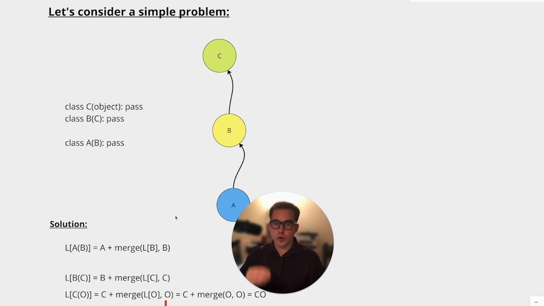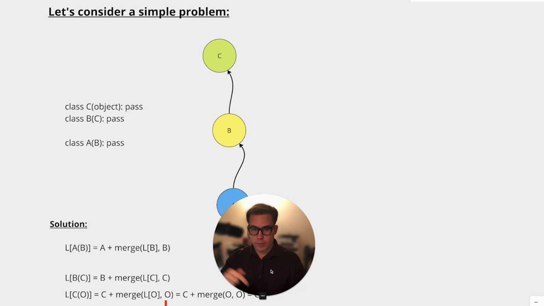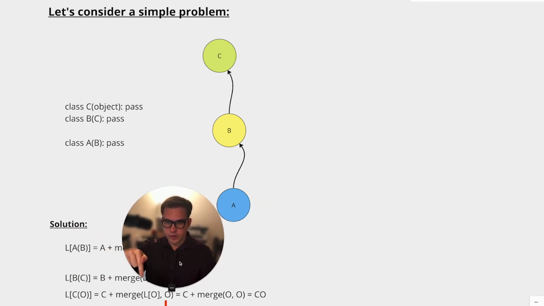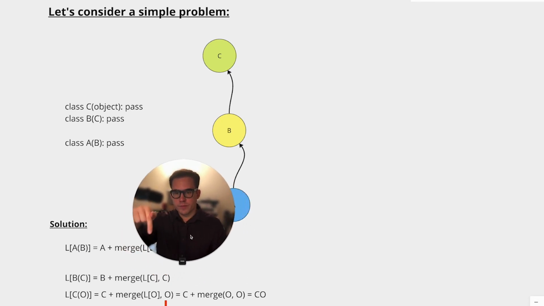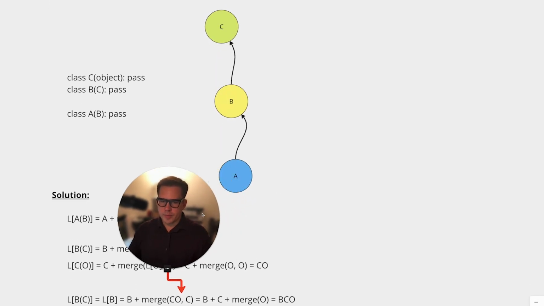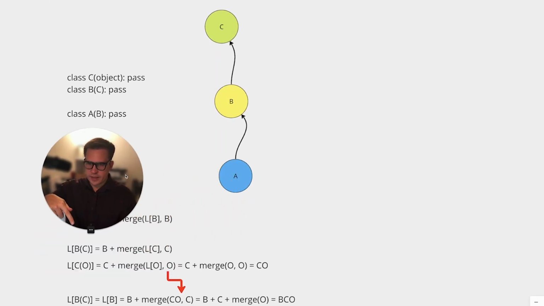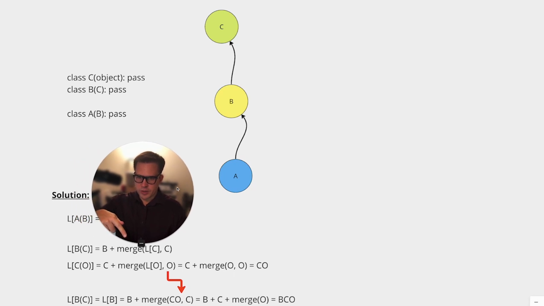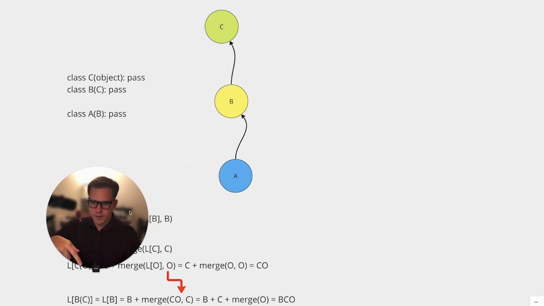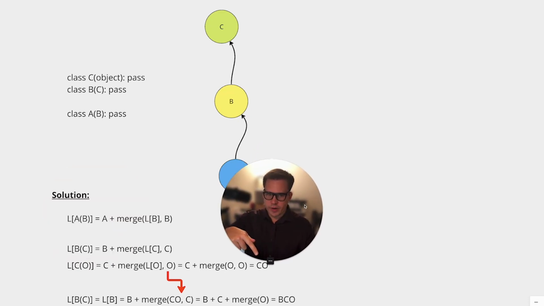Now we have that, we can start going back up the recursion tree, right? Because now we're at the bottom here, we can start inserting that here and solve for this. Then when we have that result, we'll put that in here and solve for this. So we recurse down and then recurse back up, standard recursion. So now we come back here, we're going to insert L of BC. L of BC is here. It's B plus the merge. We're going to insert L of CO. L of CO, we figured out was CO.